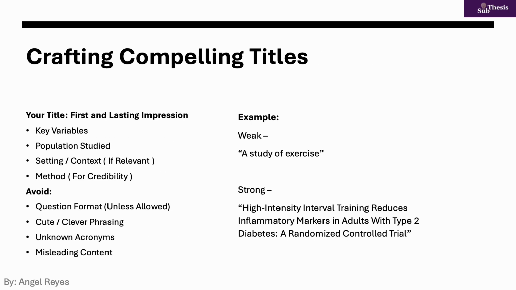Your title is your research's first impression, and often its only impression. Most readers never get past the title. So, how do you craft one that works? Start with accuracy. Your title must honestly represent your study. Misleading titles might get clicks, but destroy trust. Include your key variables, population, and if relevant, your setting or method.